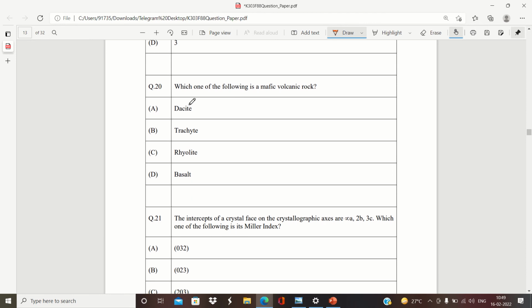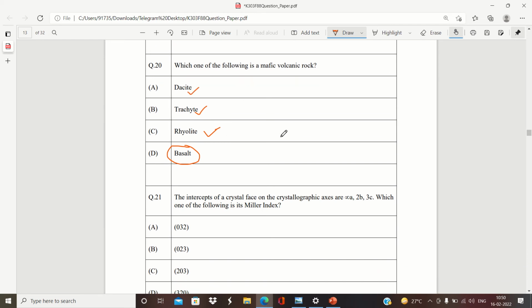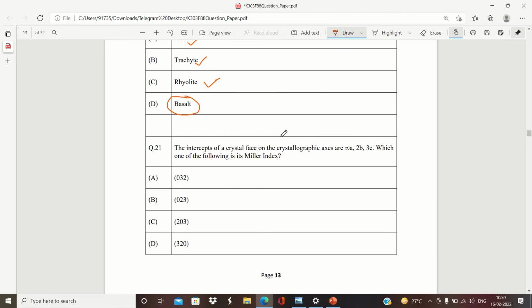Then another question is, which one of the following is a mafic volcanic rock? That is basalt. Obviously rhyolite is the equivalent of granite, so this is not a mafic rock. Trachyte belongs to syenite. Dacite is your granodiorite, I think. Okay, so here basalt is your right answer.